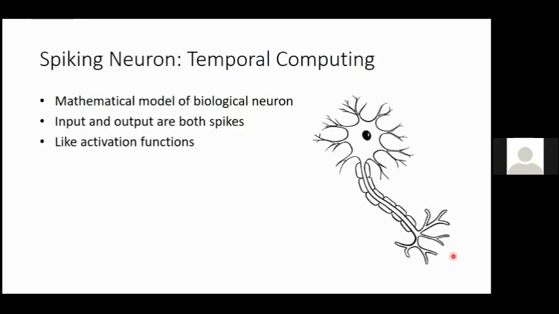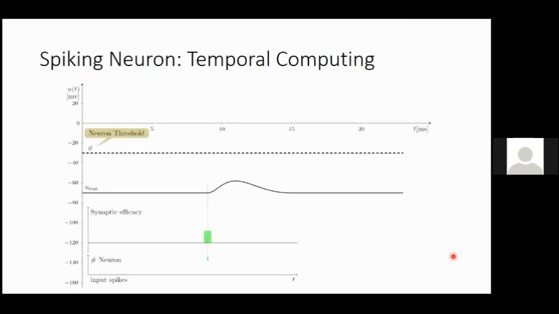To compare it with standard ANN systems, you can think of them like activation functions. For example, in your neural network, if you replace a sigmoid or ReLU activation function with a spiking neuron, that's a model of the real biological neuron, then what you end up with is a spiking neural network system. And as we saw, spikes are discrete events in time, so you inherently build this temporal aspect into the system.